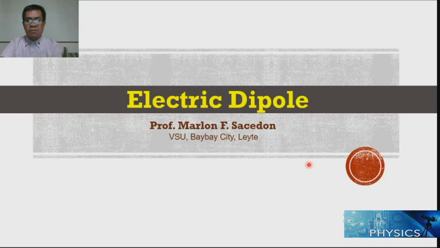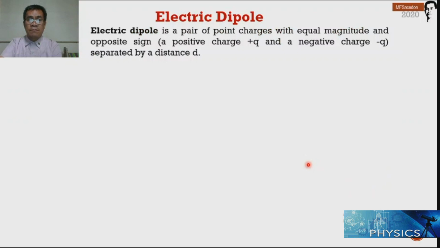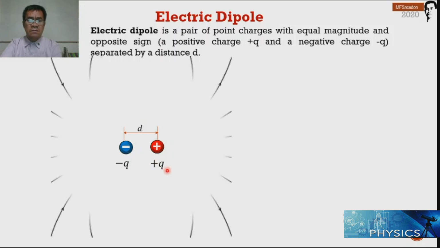Our topic is talking about an electric dipole. An electric dipole is a pair of point charges with equal magnitude and opposite sign, one being negatively charged and the other positively charged. The two charges are spaced at a distance d, and these charges will interact with each other. That results in a kind of field.